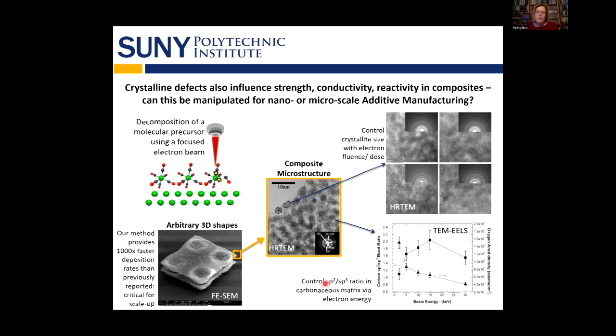So for example, make it less conductive and harder by manipulating the bonding ratio from sp2, which is graphite-like, to sp3-like, which is more diamond-like. And we do a lot of electron microscopy and spectroscopy to confirm those outcomes.